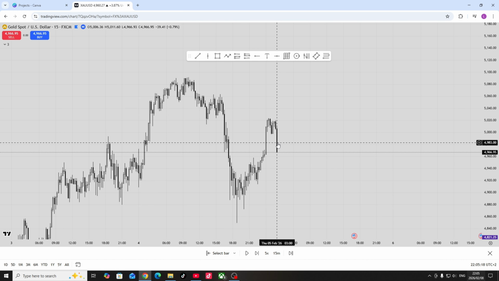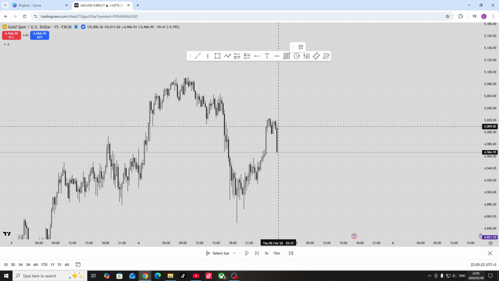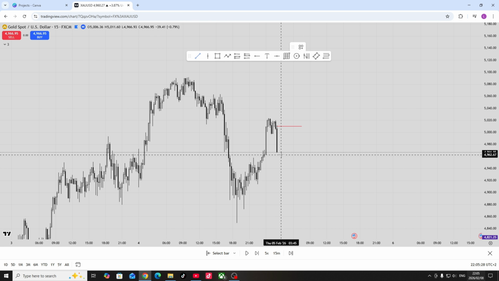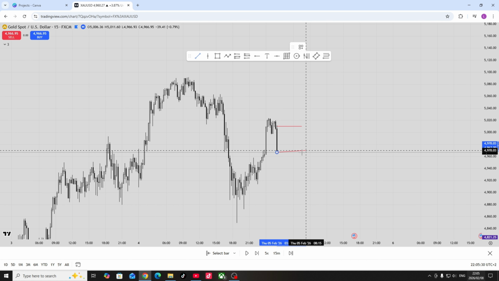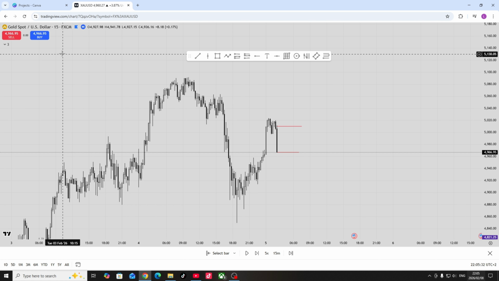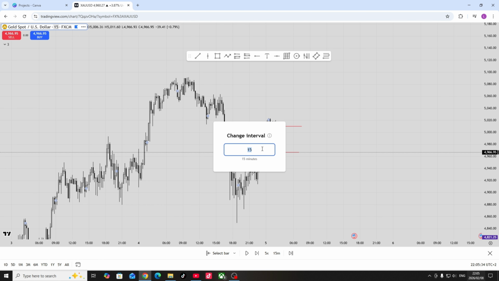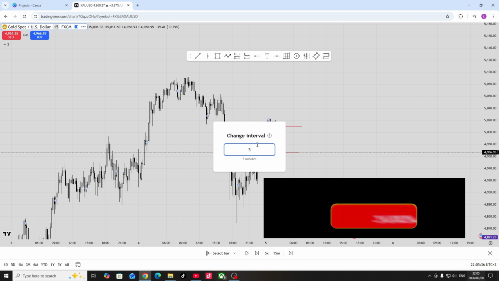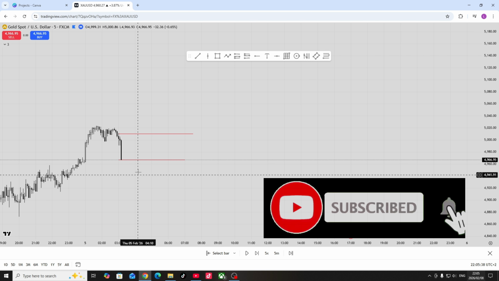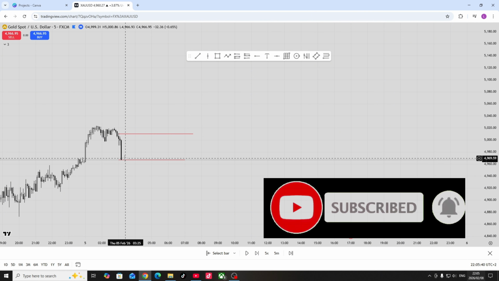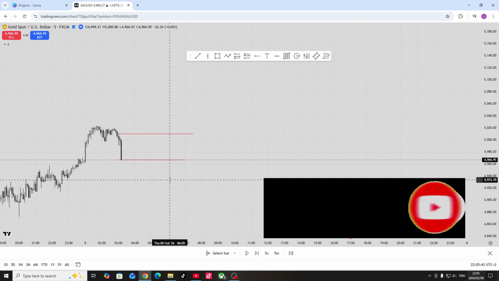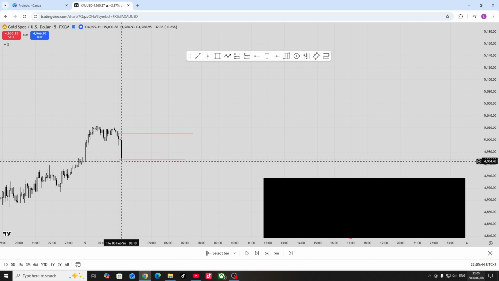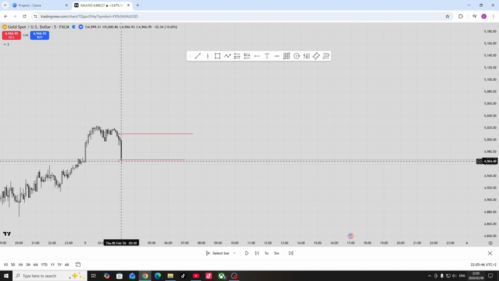Okay, let's look for a sell opportunity. First things first, 15 minutes. Mark the high, mark the low. Then we go down to the 5-minute, as always. All right, now we're waiting for a breakout. We want to see a breakout to the downside for a sell opportunity.